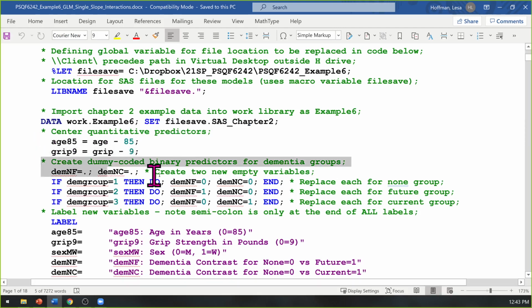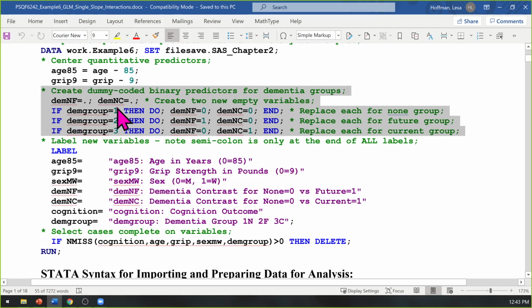Then we have dummy coding the dementia groups. I'm first creating 2 empty variables, and the names of these, DemNF and DemNC, to me mean Dem is the stem for dementia, and then none versus future is NF, and NC is none versus current. So this is another example of using a name that, when you're staring at your output, will help you remember what it means, as opposed to just group 1 versus group 2, and then you're like, wait, what was group 1 again? So if you can, help yourself out by eliminating those kinds of working memory issues.